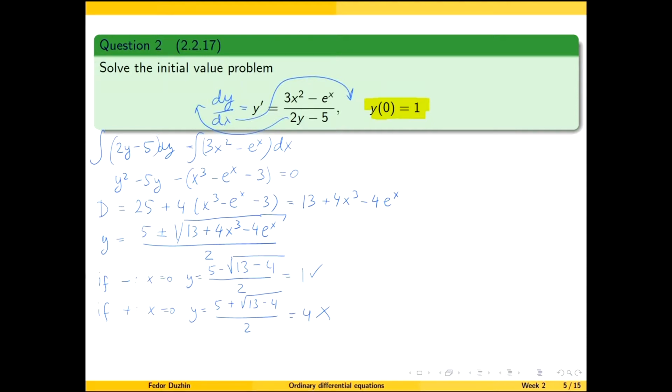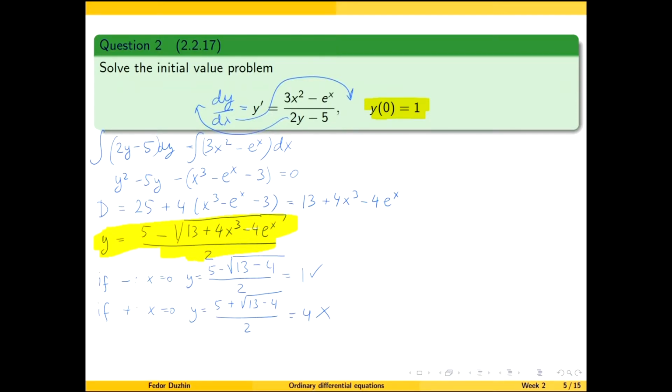Okay, so which means that it's minus rather than plus. So therefore, the answer is going to be 5 minus whatever this is, rather than plus. So let me highlight the answer. This is the answer. Good, right? So is it over?